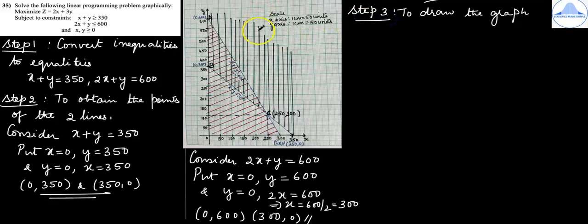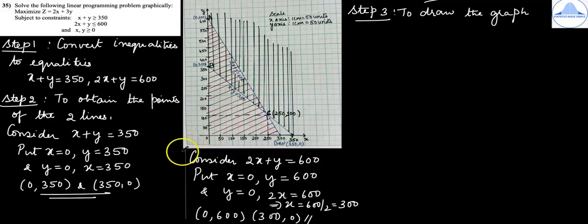So I have already drawn the graph on the graph sheet, and remember that in the exam an LPP problem should be drawn only on the graph sheet. And the 35th question is a sure question on LPP. So do practice it well so that you can score the full 5 marks.